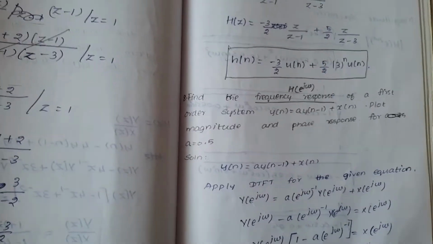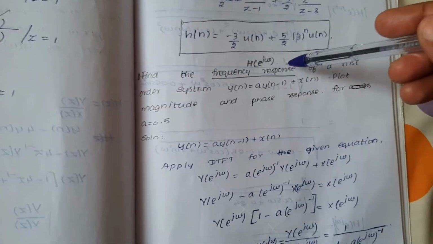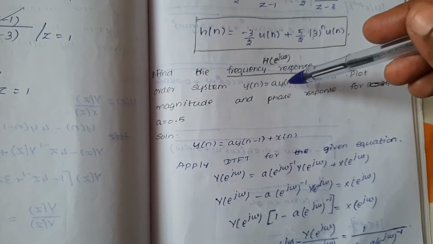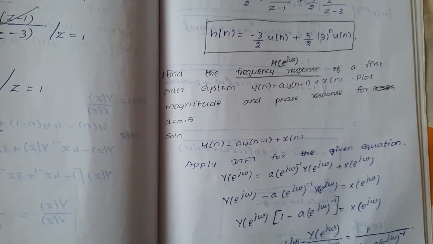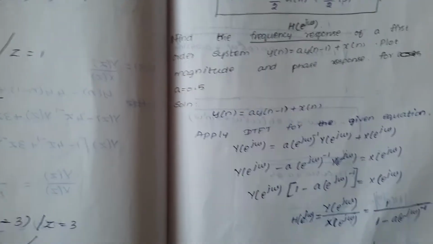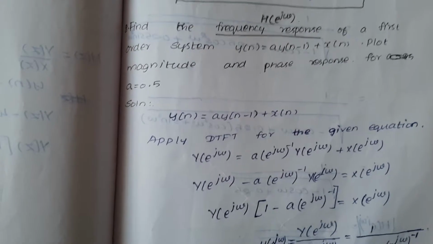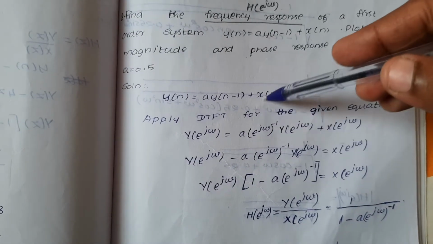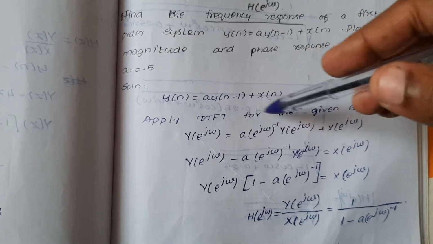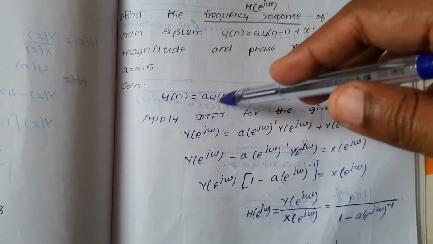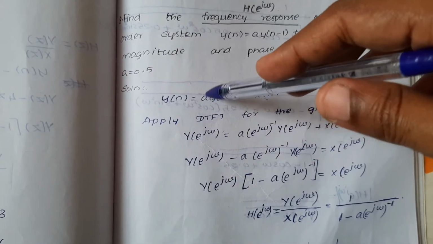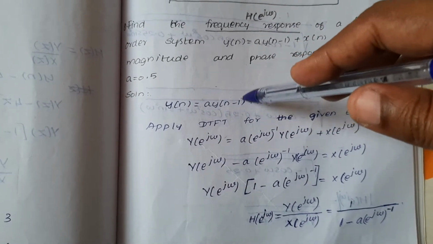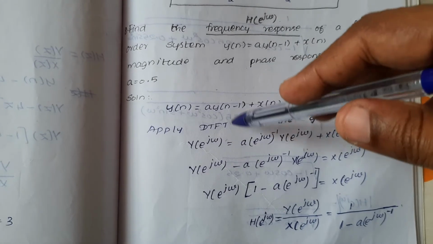Okay. And next problem: find the frequency response of a first order system y(n) = a y(n-1) + x(n). Plot the magnitude and phase response for a equal to 0.5. So first write the given equation, y(n) = a y(n-1) + x(n). Now apply the DTFT. How do we apply it in the Z transform? We write a into z^(-1) into Y(z). Okay? Same thing, here also the same formula only.